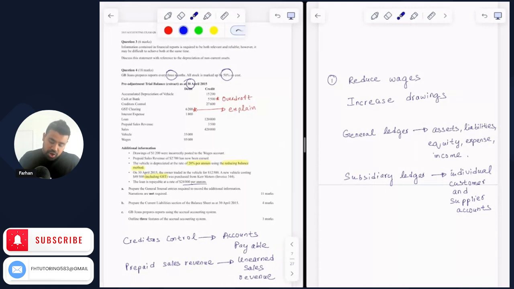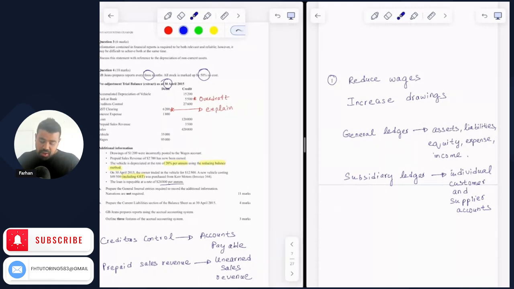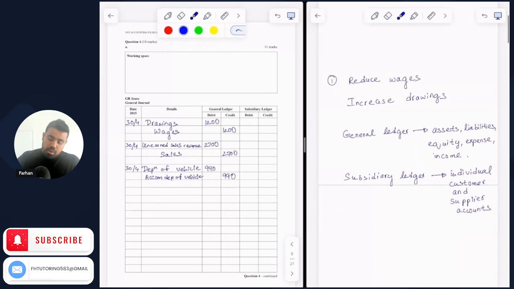Now, if you check the journal entry space that we have been given, you can see we are given multiple columns for general ledger and subsidiary ledger. Now, where should this transaction be recorded for drawings and wages that we are fixing? So first, understand the difference between the general ledger and the subsidiary ledger. Now, the general ledger records all the transactions relevant to assets, liabilities, equity, expenses, and income. And subsidiary ledger specifically has records for individual customers and suppliers that we have.